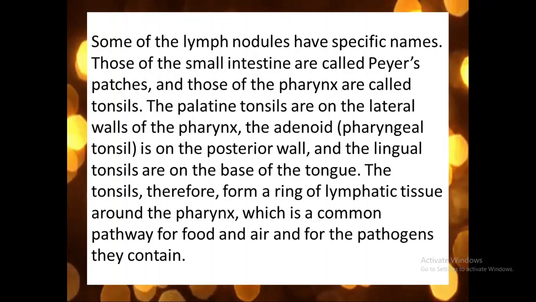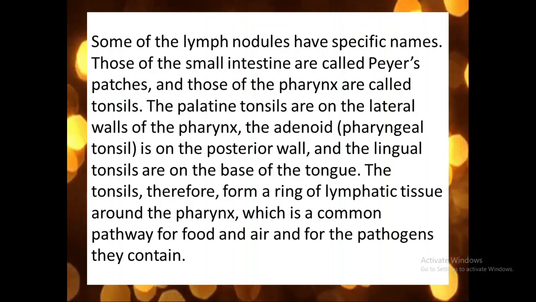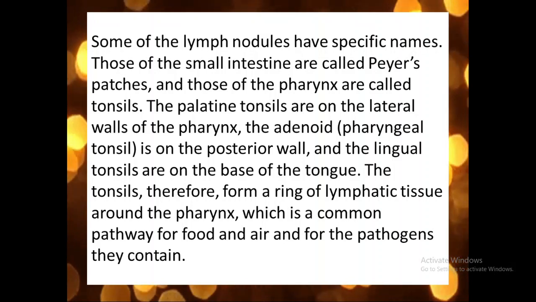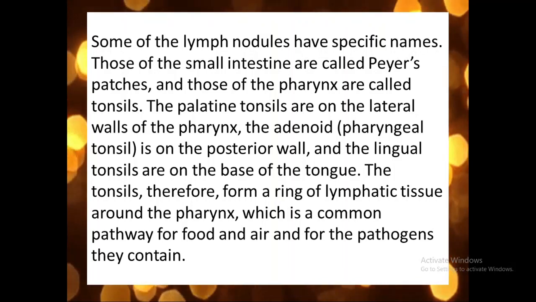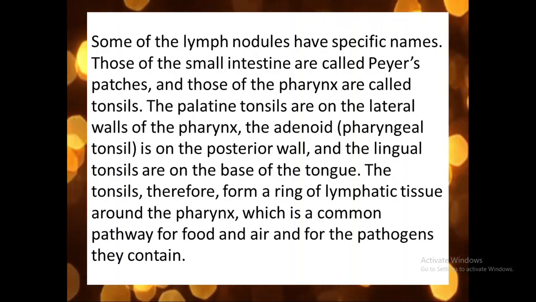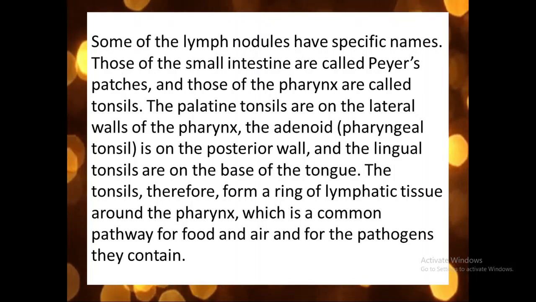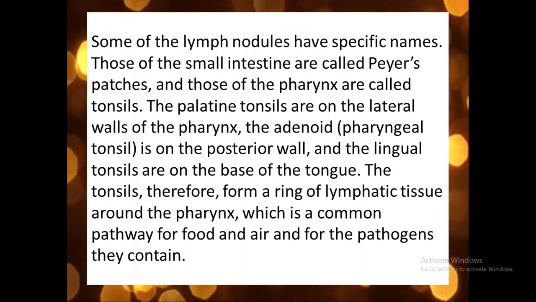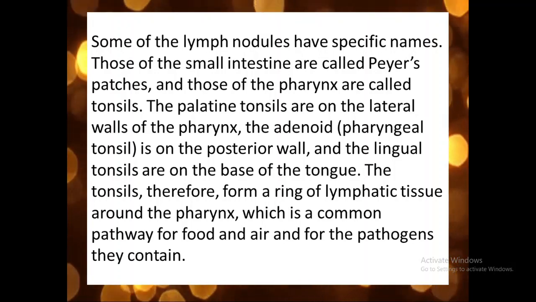Those of the small intestine are called Peyer's patches, and those of the pharynx are called tonsils. The palatine tonsils are on the lateral wall of the pharynx. The adenoid, or the pharyngeal tonsils, is on the posterior wall, and the lingual tonsils are on the base of the tongue. The tonsils form a ring of lymphatic tissue around the pharynx, which is a common pathway for food and air and for pathogens they contain. In cases of problems with the tonsils, you do have the procedure called tonsillectomy.